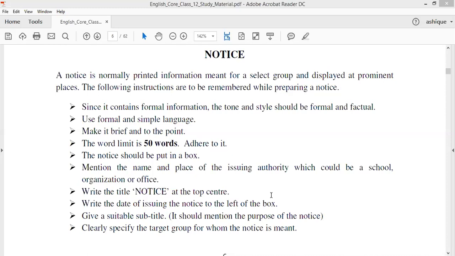Since you have learned notice writing in junior classes, it is not a difficult question for you, but a little improvement is needed. 4 out of 4 marks come in notice writing, so be sure when you write a notice. First point: since it contains formal information, the tone and style should be very formal and factual. Try to underline it and keep it in your mind. You should be delivering the facts when you write a notice.